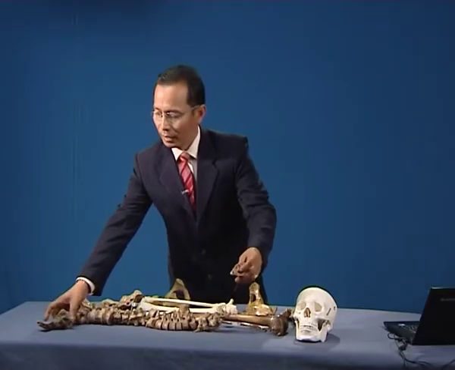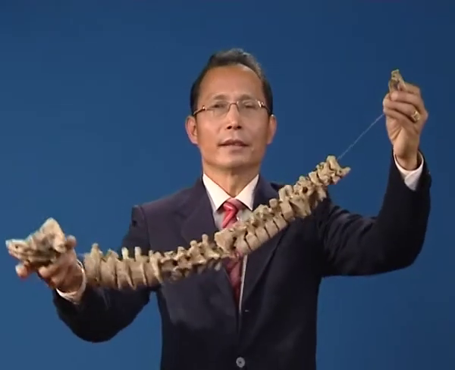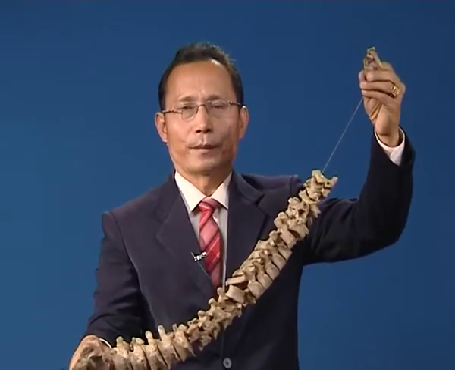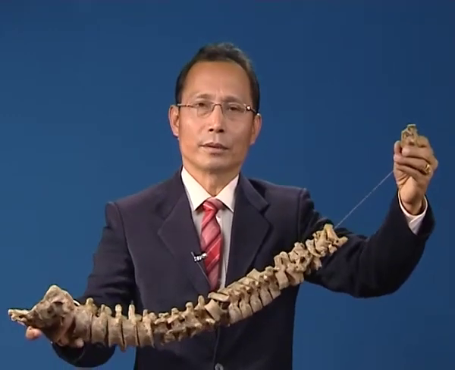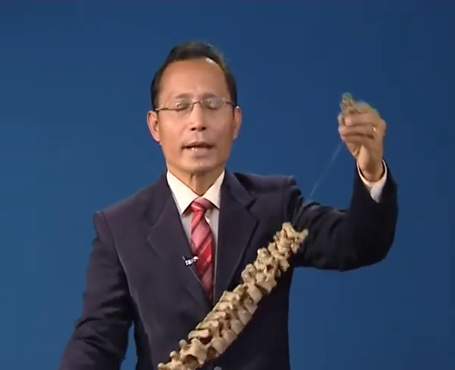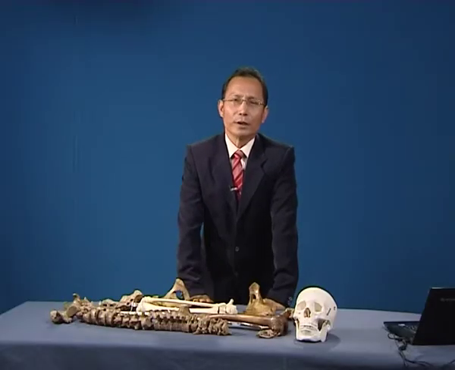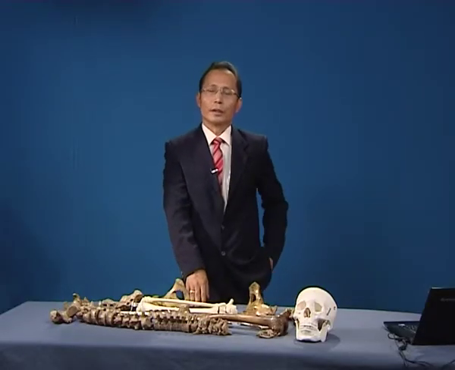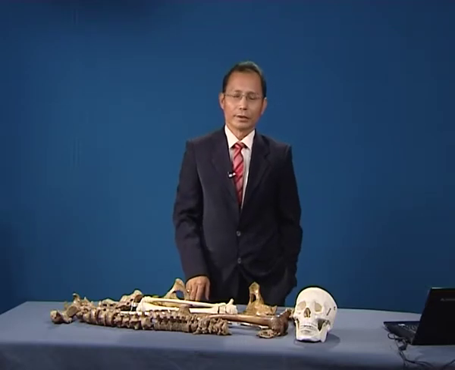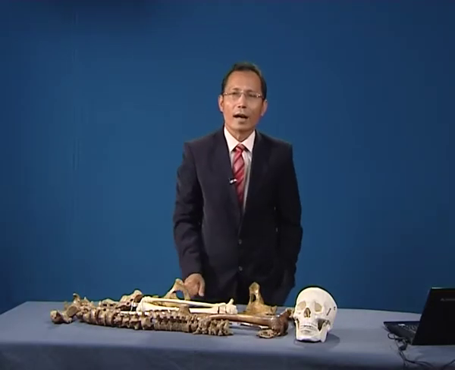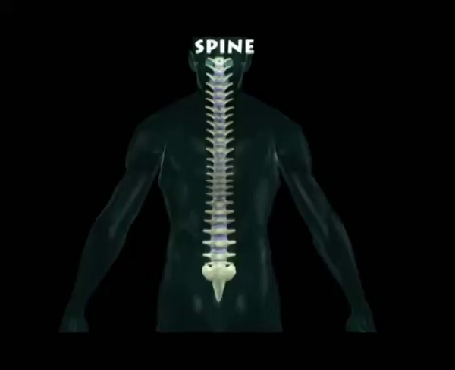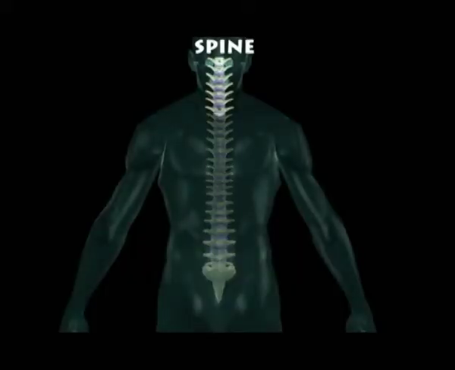Now let us come to the next axial bone, that is the vertebral column. This is the vertebral column, or commonly what we call the spine. This vertebral column altogether has 33 bones. Out of these 33 bones, 7 are in the neck region. 7 vertebrae are in the neck region, and we call these vertebrae cervical vertebrae.